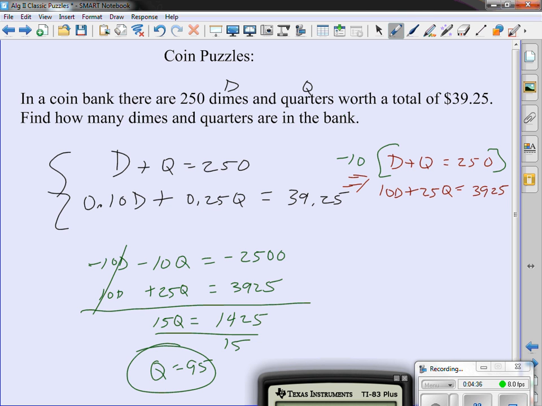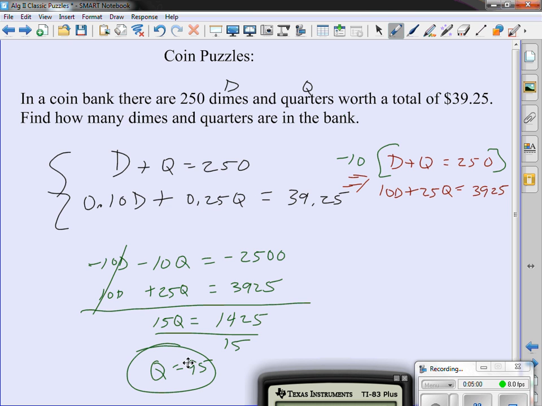Now, what do I know about this answer? What must I get every single time? I must get a positive number, and it has to be a whole number. You can't have negative coins, and you can't have half of a quarter. So you know if you get a negative number or you get a fraction or decimal, you made a mistake somewhere.